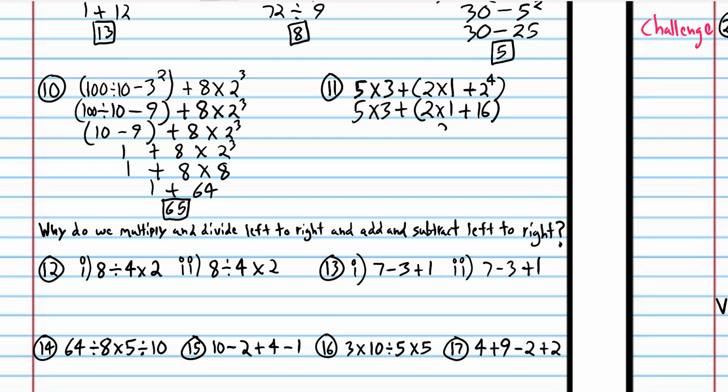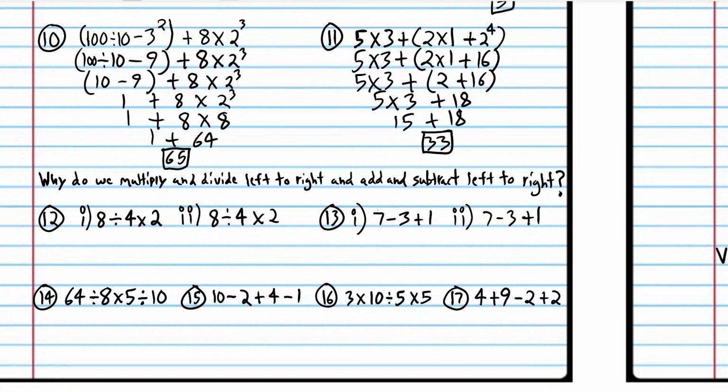2 times 1 is 2. We have to do multiplication first. And then 2 plus 16 is 18. And now we have to do multiplication first. We get 15. 15 plus 18 is 33. So if you got that one right, good job. If you didn't, that's okay. Just go back and figure out what you did wrong.